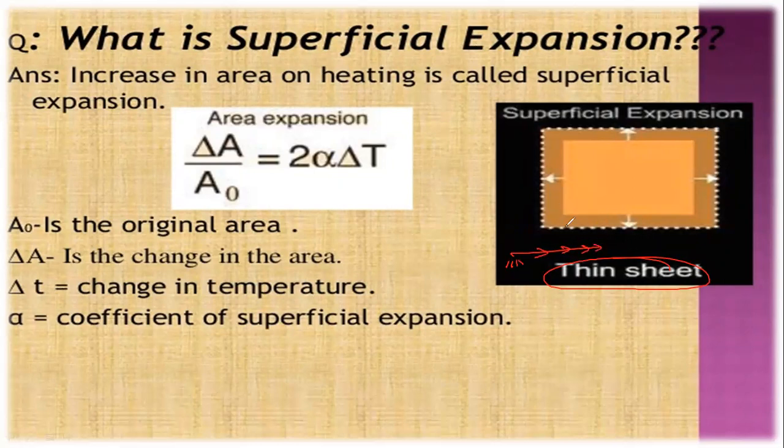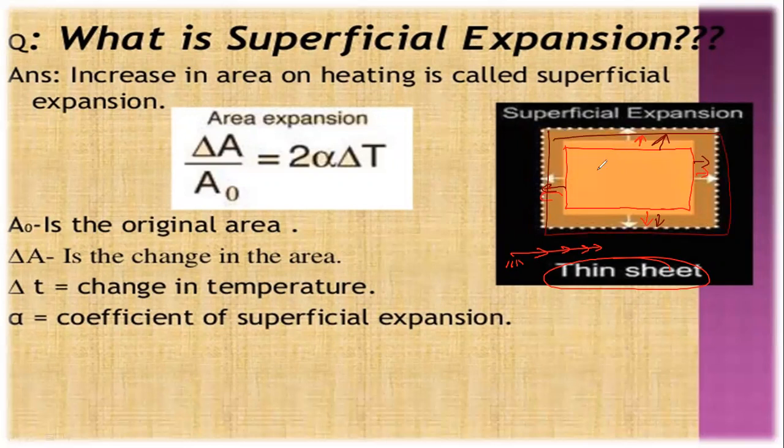But when we talk about a metallic sheet and supply heat there, we observe that it expands in all directions, meaning its length and its breadth. So along its length and along its breadth, there will be an expansion. There will be a new length, and there will be a new breadth. And when this happens, we will observe that the area changes.